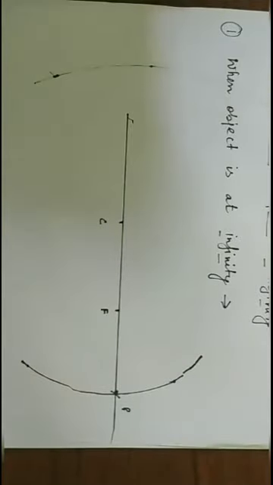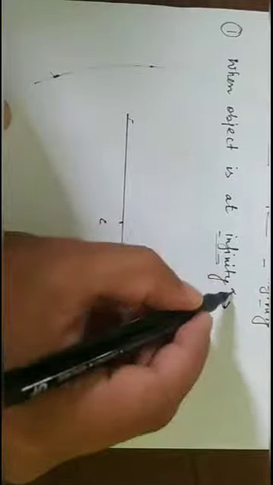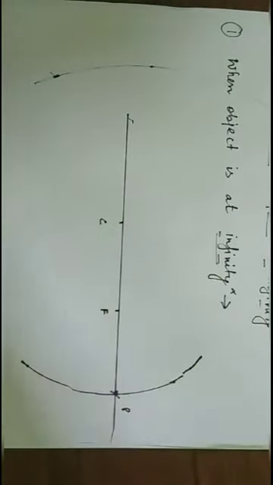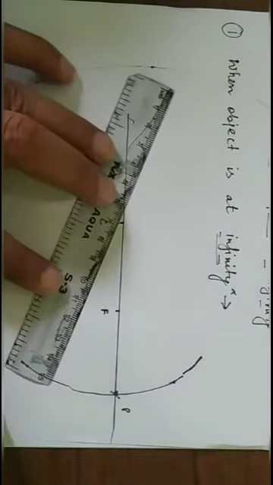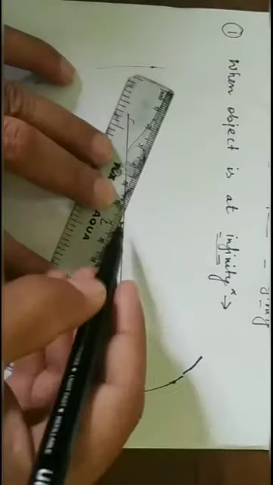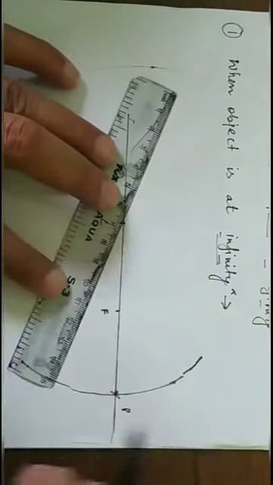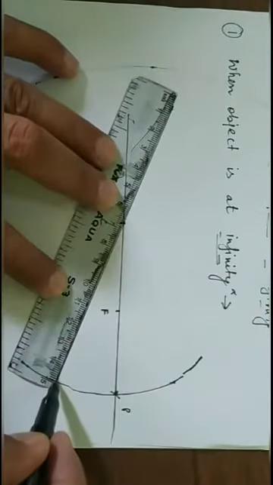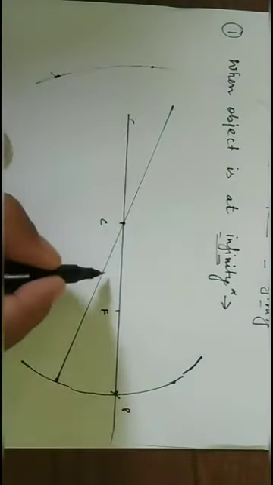Let us discuss the first case when the object is at infinity. When an object is at infinity, the parallel rays of light are coming from the object. So I will draw two parallel lines in such a way that they follow the rules which we have studied. The first ray is any ray which passes through center. So this is the first incident ray which is passing through center. We know that any ray which passes through center will retrace its path.